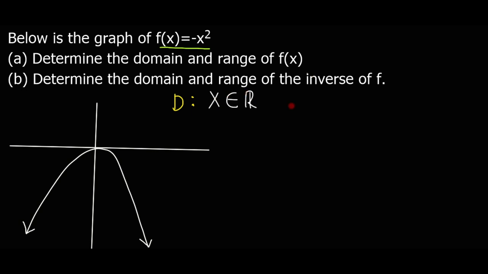Or we can write in this way. Where x is an element of, on rela hore graph ya gago e include all values tsa x. That is why we are saying negative infinity to positive infinity. So this is our domain.